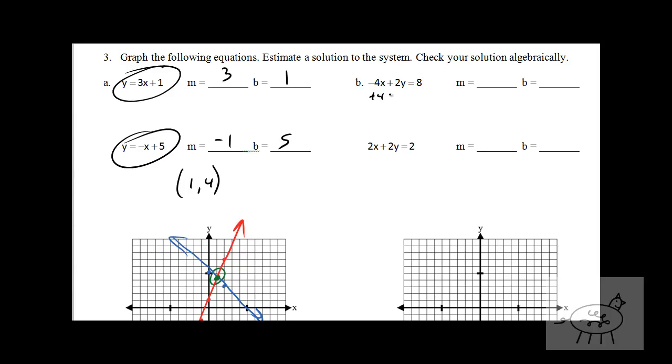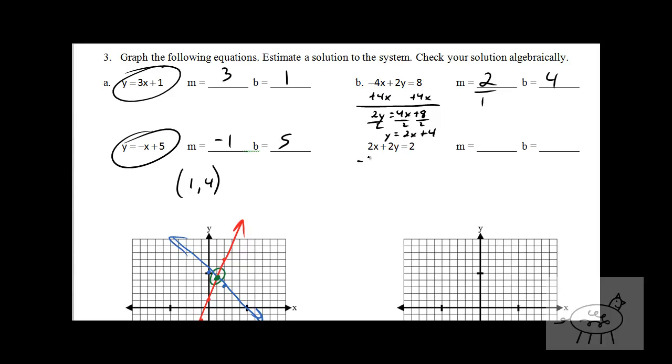So plus 4x, so 2y equals 4x plus 8 divided by 2. Y is equal to 2x plus 4. Okay, so that's your slope is 2. B is 4. I'm just going to put this over 1 because it helps us graph it.